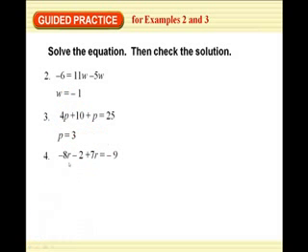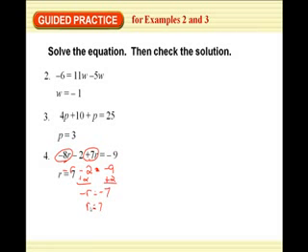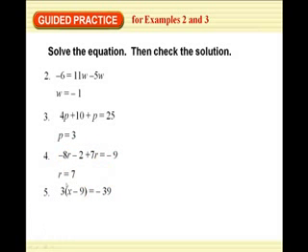Okay, so this one you have to be really careful of the signs. We have a negative 8r and a plus 7r. That leaves me negative 1r, which is just negative r minus 2 equals negative 9. So I add 2, add 2. Negative r equals negative 7. Positive r is going to equal positive 7. And it works.